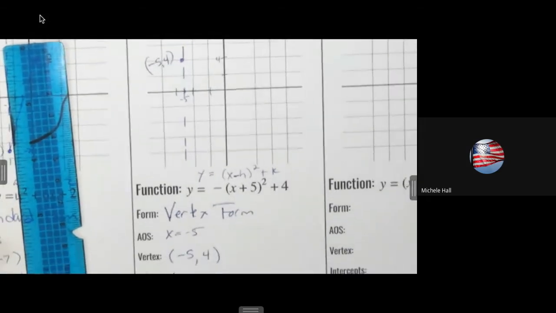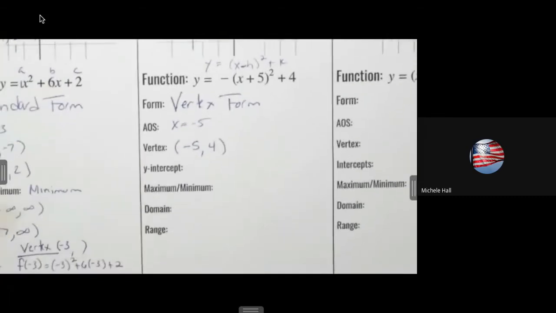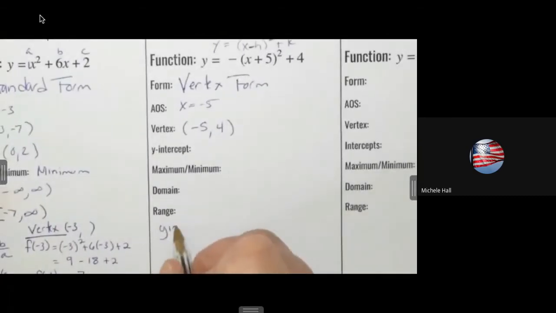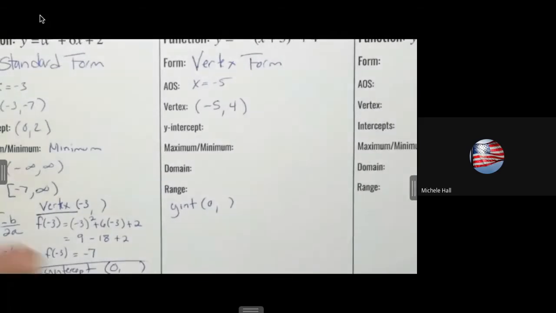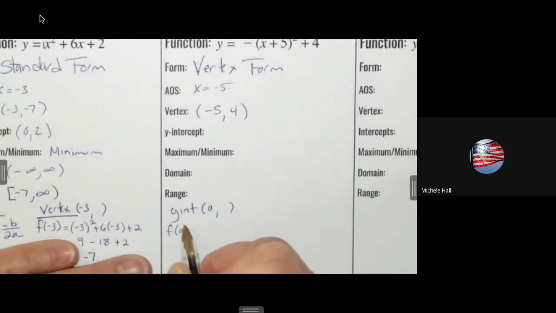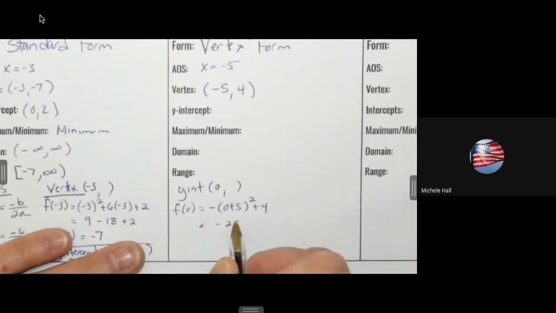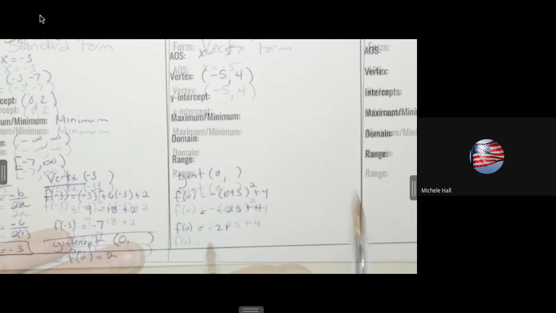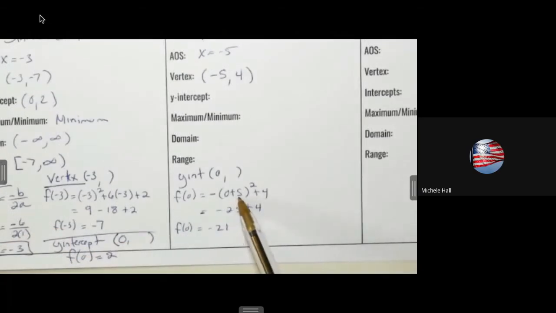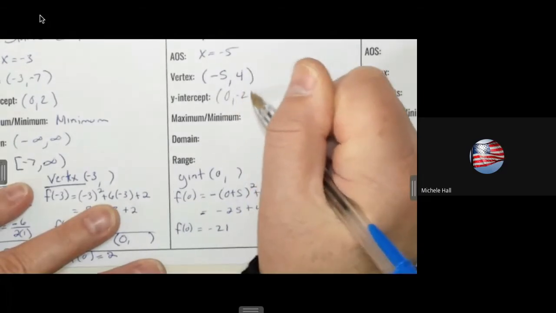All right, next thing would be, we just need one point, and then we can use that symmetry. We're going to go for the y-intercept. And that would be when you're letting x equal 0. So you need to do a little bit of number crunching here. F of 0 equals negative 5 squared is 25. And then there's a negative out front for negative 25 plus 4. So y-intercept would be 0, negative 21.